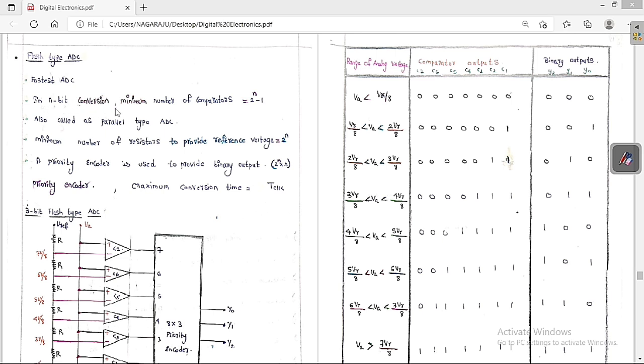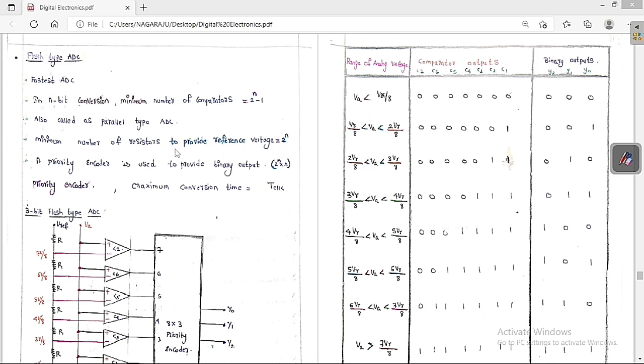In n-bit conversion, the minimum number of comparators required is 2 to the power of n minus 1. This is an important formula that you always have to remember. The number of comparators required for n-bit conversion of this flash ADC is 2 to the power of n minus 1. The flash type ADC is also called a parallel type ADC. And the minimum number of resistors to provide the reference voltage is equal to 2 to the power of n.